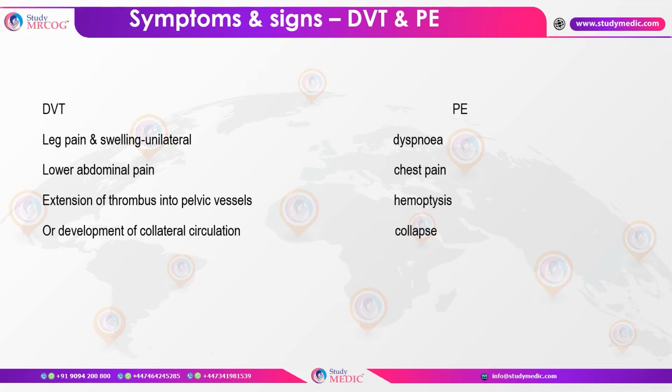Now with pulmonary embolism, the clinical presentation is more acute. She will present with dyspnea, chest pain, hemoptysis, or in very severe cases, she might even present with a maternal collapse.